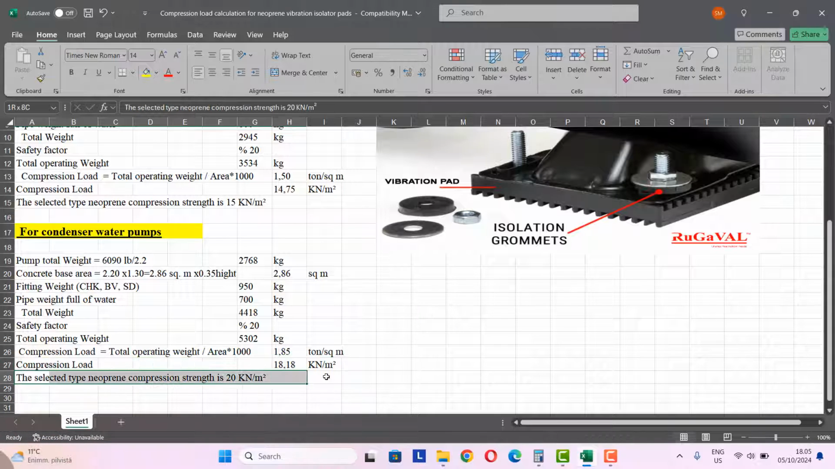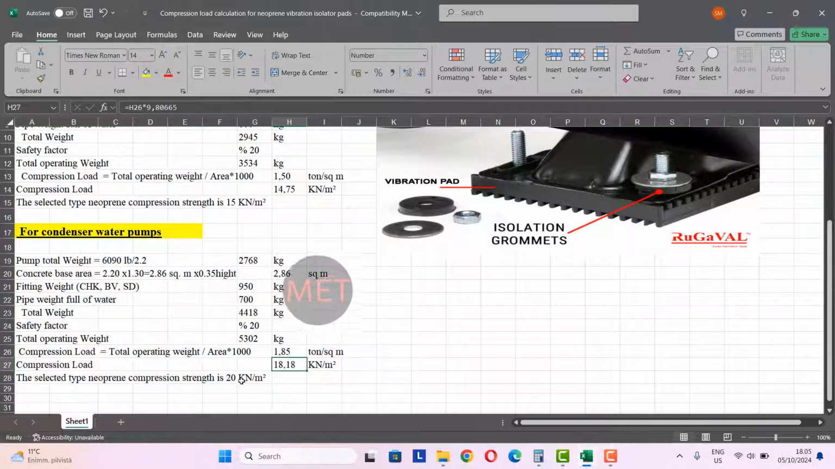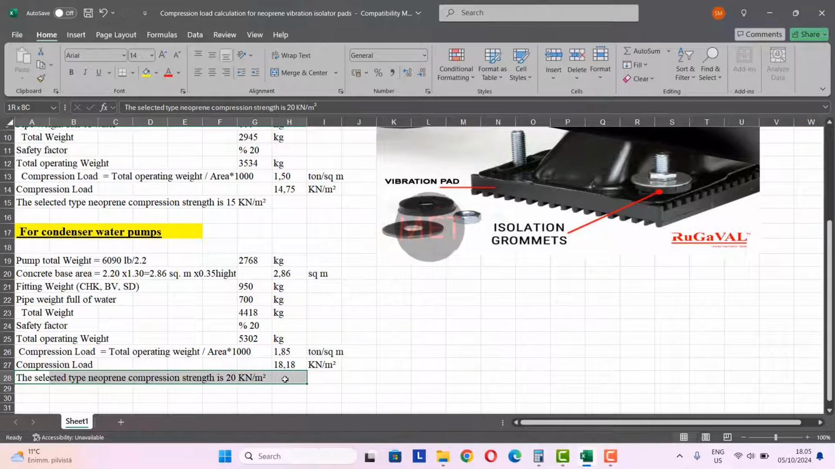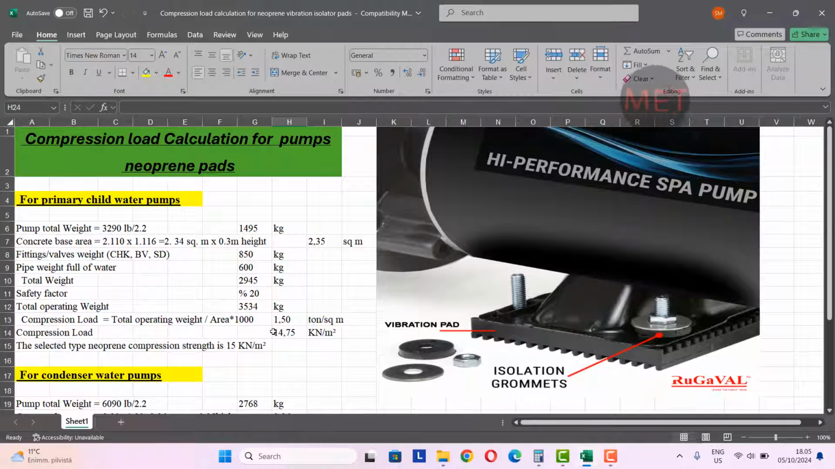If you go to the standard type, what is the most standard? Let's say it's 20 kN per square meter. So we select 20 kN per square meter. Basically, this is how you can calculate the compression load for the pumps.